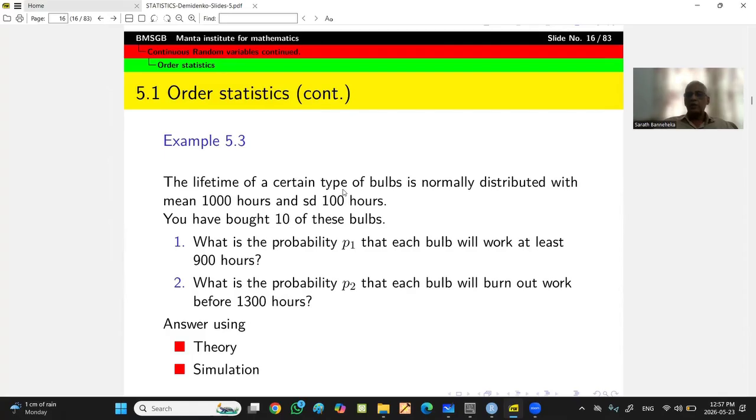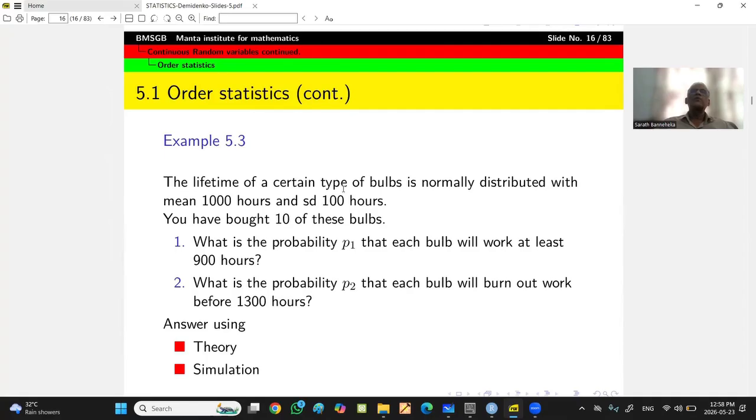The probability that any x, let's say x1, is greater than or equal to 900 is equal to 1 minus the probability that x is less than or equal to 900. You can find that using 1 minus pnorm(900, 1000, 100). That will give you the probability that any bulb's lifetime is greater than 900. Now what you really need is P1, the probability that all bulbs each have more than 900 lifetime.